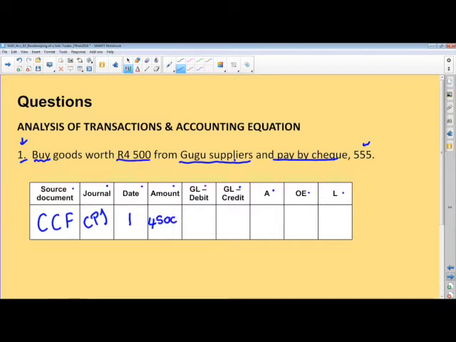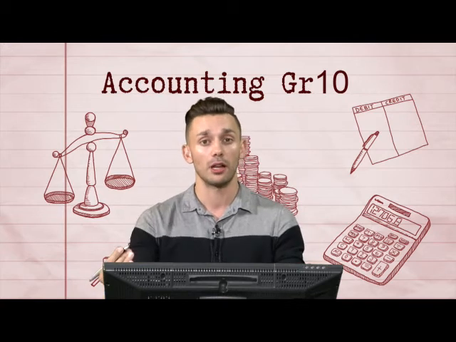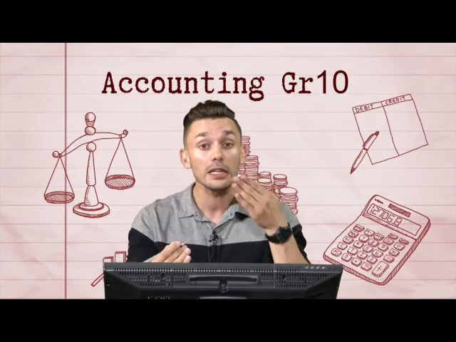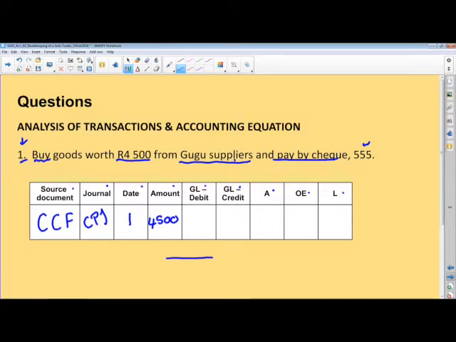And now, your general ledger debit and credit. I want to ask you, what are we doing? What is happening now? We are buying goods with money. So goods meaning trading stock. Remember, goods will be trading stock. So let's draw the two T accounts quickly.